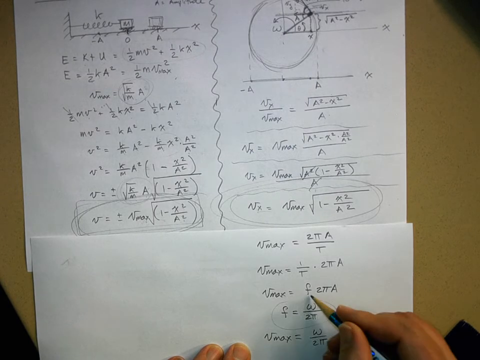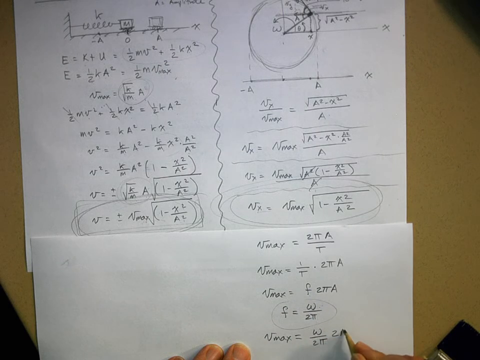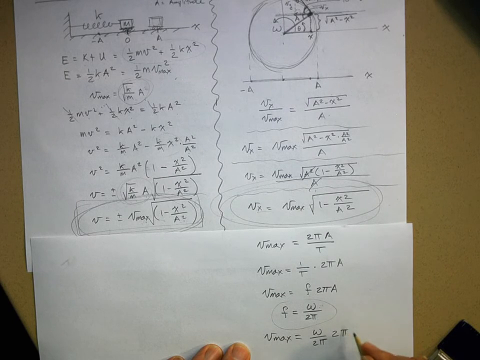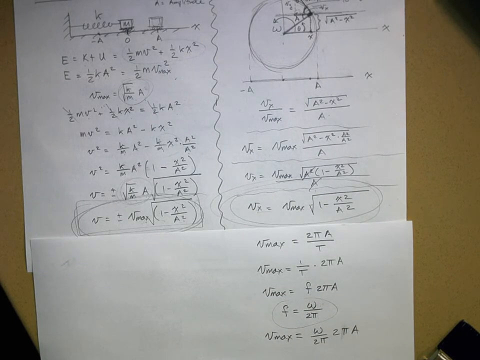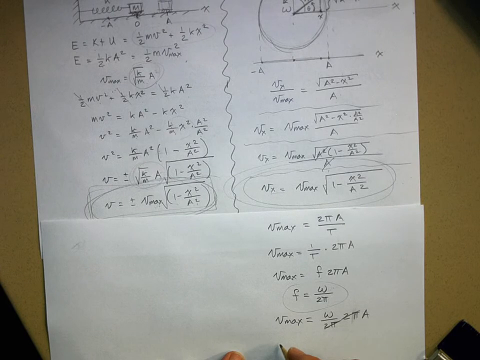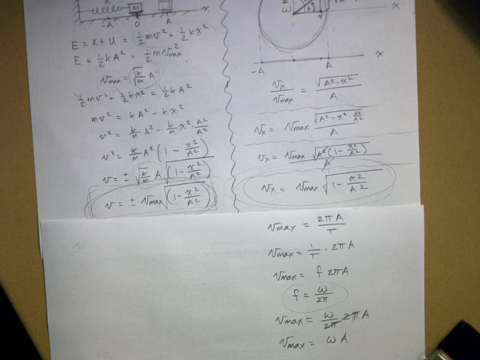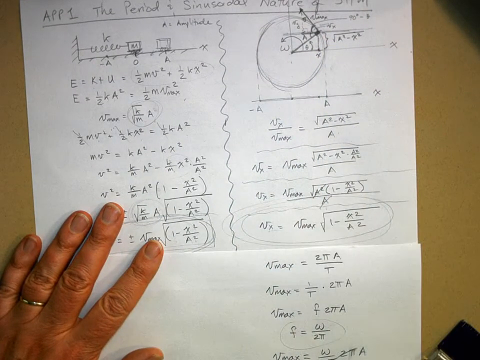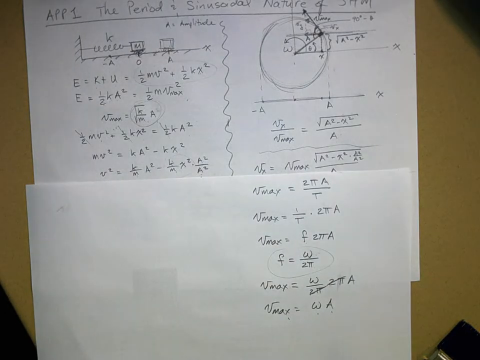It's the frequency times 2 pi a. Okay, don't let the weather distract you because we're almost done here. Well, what goes away? 2 pi. So, my maximum velocity is equal to the angular velocity times the amplitude. Now, this makes total sense. This is what we did in the last unit. That is, my linear speed going around this circle is just equal to my angular velocity times the radius, the amplitude.